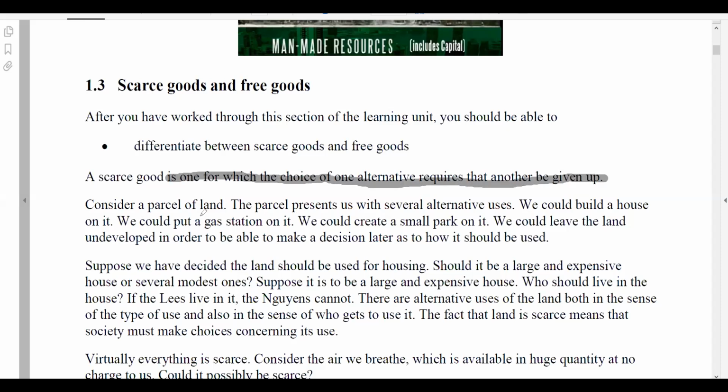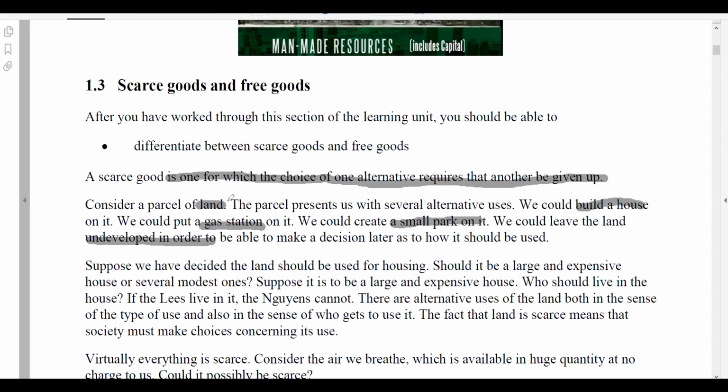An example is a piece of land. Like I mentioned, land is an example of a scarce good, which means that we can build a house on the land, right? Or we can put a gas station, or we can create a small park on the land, or we can actually leave it underdeveloped. We can't have all of these things at once. Like I mentioned, that is a scarce good.